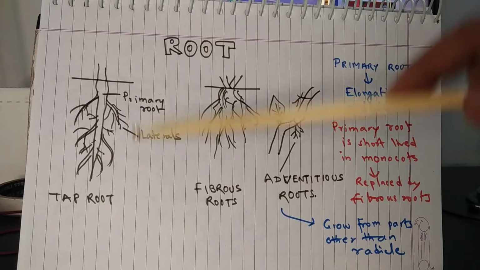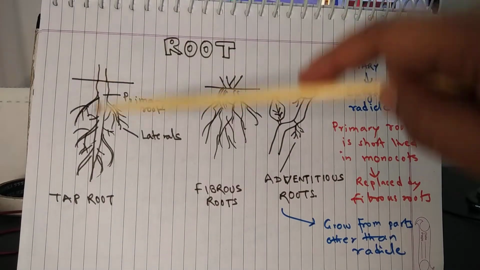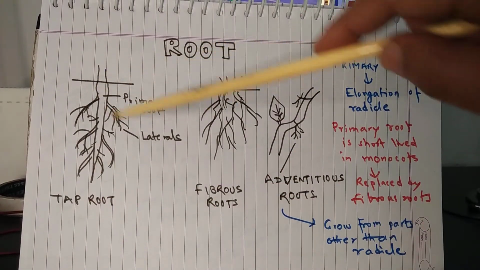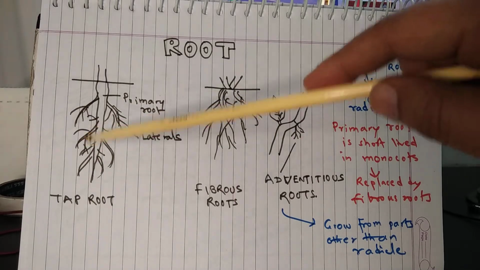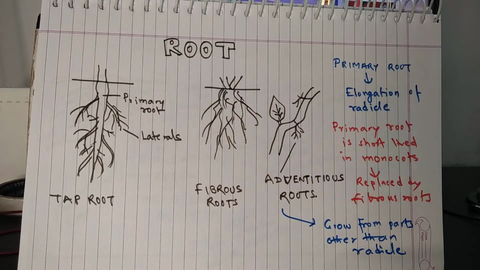In case of taproot, the primary root persists for the lifetime of the plant. So there is a primary root and there are many lateral roots. So there can be many divisions at different levels. So there can be secondary roots, tertiary roots, and so on. And taproot system is found in dicot plants.